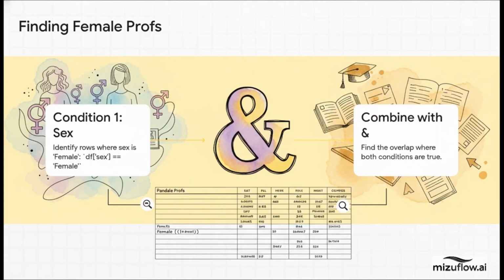Say we need to find all the female professors. We can break it down logically, just like a detective. First, we create a condition to identify all the suspects where the gender is female. Second, we create another condition to find all the suspects where the rank is prof. Then we just use that and operator to find the overlap, the suspects who satisfy both conditions. It's just pure logical deduction.